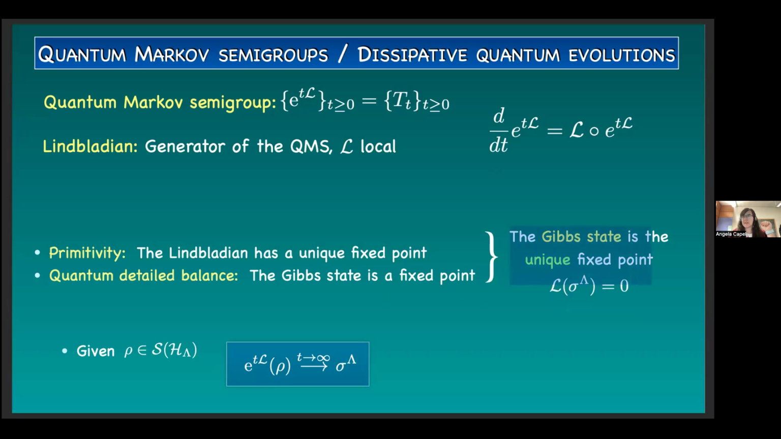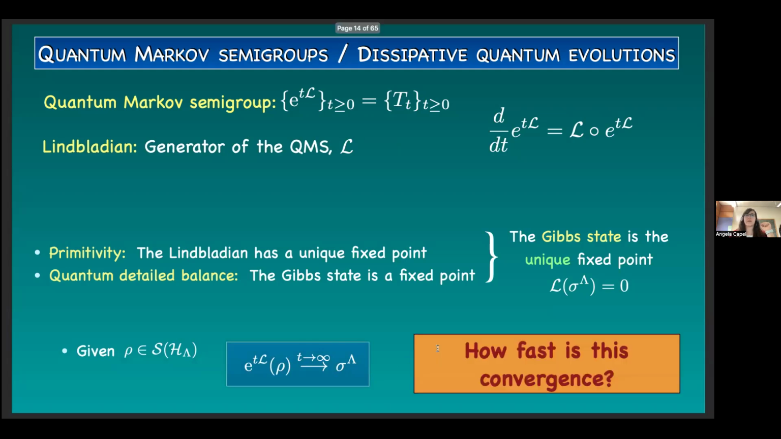So once we have established that we have enough conditions so that the Gibbs state is the unique fixed point of the Lindbladian, then what we have guaranteed is the convergence to the Gibbs state always. Independently of the state on which you initialize your process, if you let your dissipative process evolve with time and you let time go to infinity, it is always going to converge to this Gibbs state, to this fixed point of the evolution. And then, since we have guaranteed convergence, the natural question is how fast is this convergence? How fast does this happen?